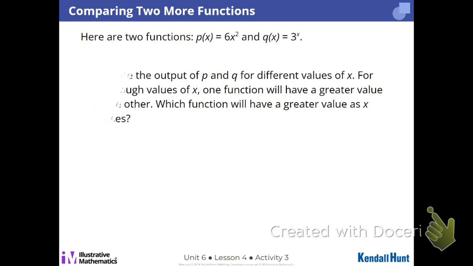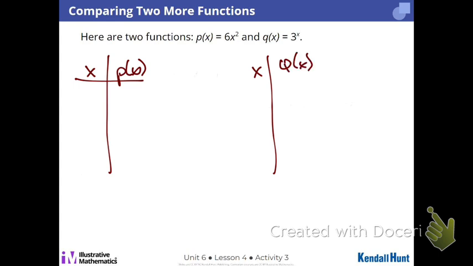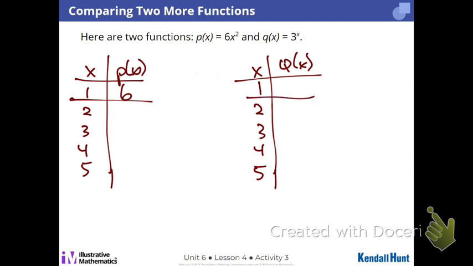I'm going to make some room down here because we're going to look at a table. I think the table is my favorite representation for this. So I'm going to do x and p of x, and I'm going to do x and q of x. And we're going to look at 1, 2, 3, 4, and 5. I saw people making bigger jumps, and that's fine. Okay, so I'm going to put 1 into each function. 6 times 1 squared is 6. 3 to the first is 3. So which one's starting off more, P or Q? Okay, then 2 squared is 4 times 6 is 24. 3 squared is 9. So which one's still bigger?